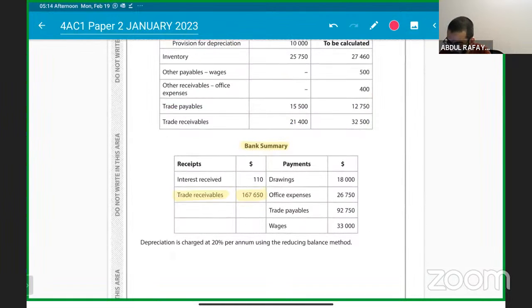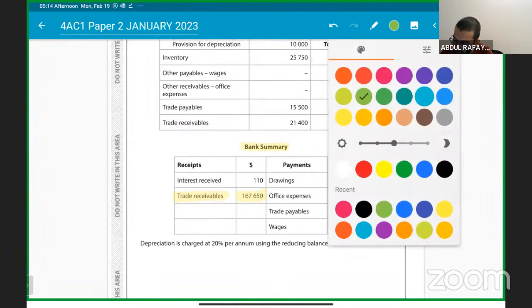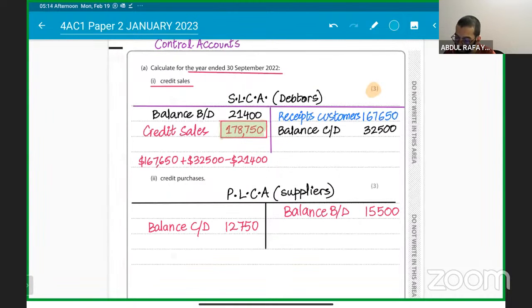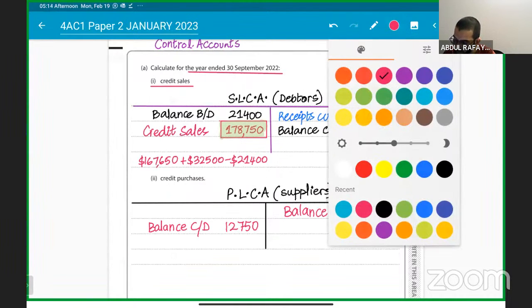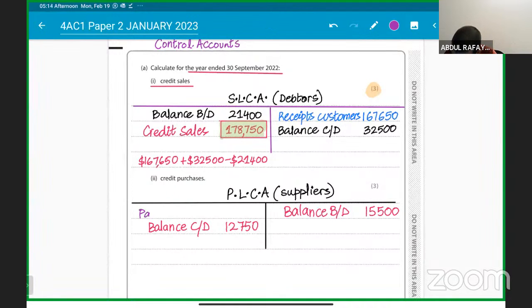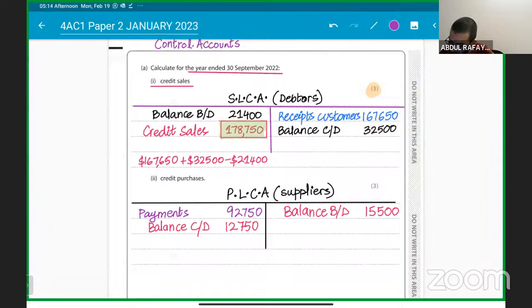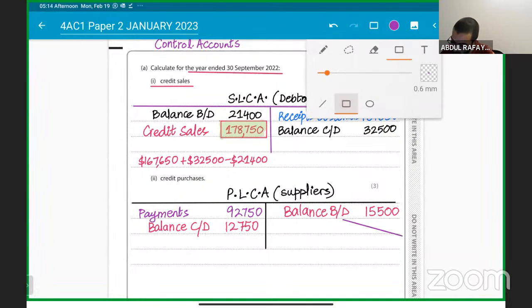And next thing we have is how much payment Yamini is making to suppliers. My bad, that is trade payables of 92,750. The payments she is making, so it will be payments here this time. Payments to suppliers, that is 92,750. And here we go, we will get the balancing figure of credit purchases.